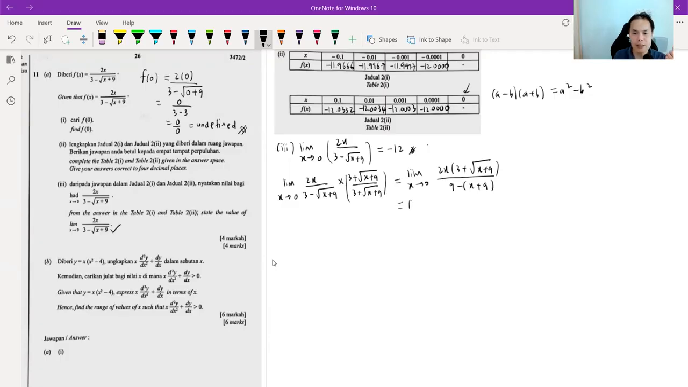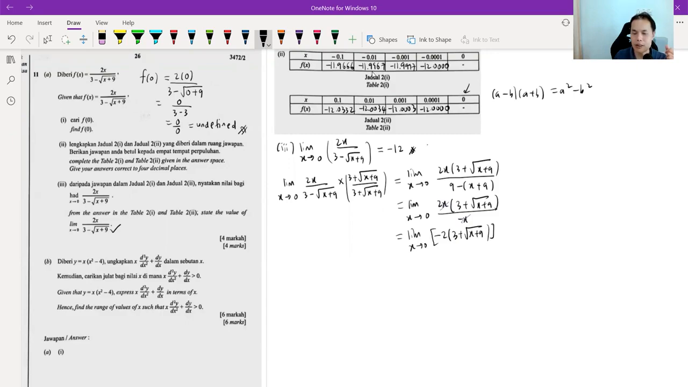Now, let's simplify this further. This would now be 2x with the 3 plus square root x plus 9 divide by 9 minus x plus 9 is negative x. 9 minus 9 cancel out, no more. And we can actually cancel your x here. Yeah, we can cross out the x from here and here. All right, so I'm left with a negative, right? So this is a negative 2 with the 3 plus square root x plus 9.